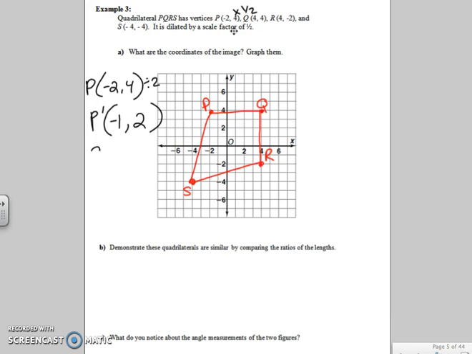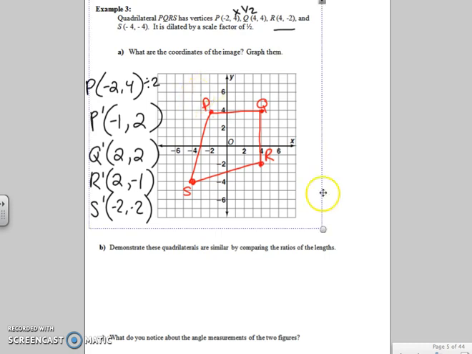So the same thing is going to happen for Q. My Q prime, I'm going to take 4 and 4 and divide it by 2 and get 2 and 2. R prime, we had 4, -2. So when you divide each of those by 2, you would get 2, -1. And then lastly would be S prime. So divide each of those and get -2, -2.